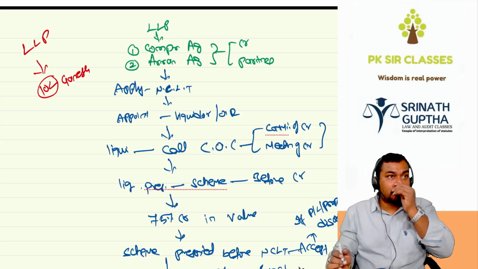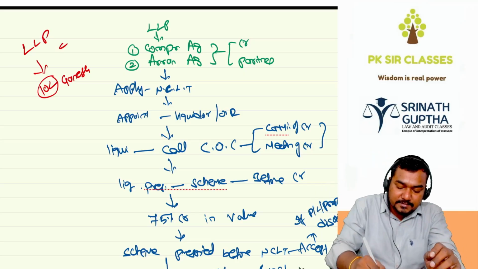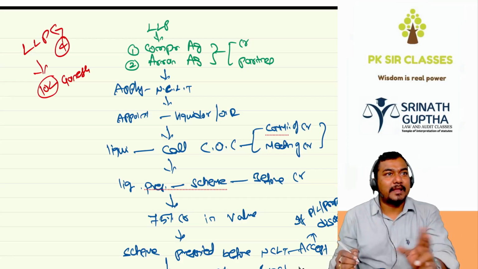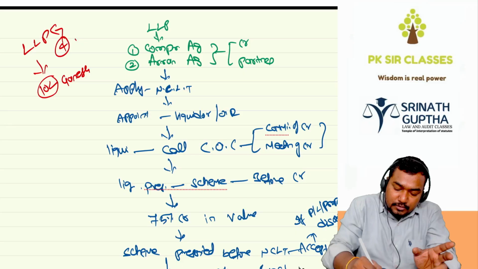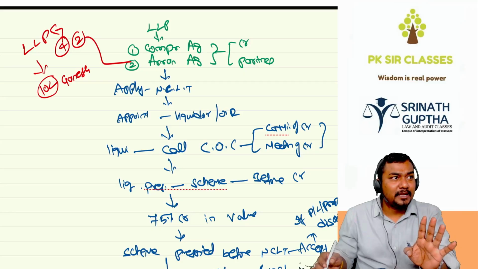Yes sir, no sir. So the LLP is having only 4 lakhs. Partners are ready to contribute 1 lakh extra, isn't it, beta? This is called an arrangement. Partners are ready to give 2 lakhs extra. Still 4 lakhs is pending, no beta?